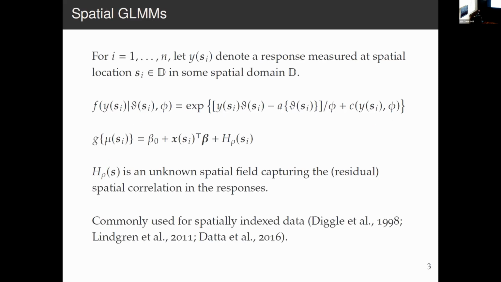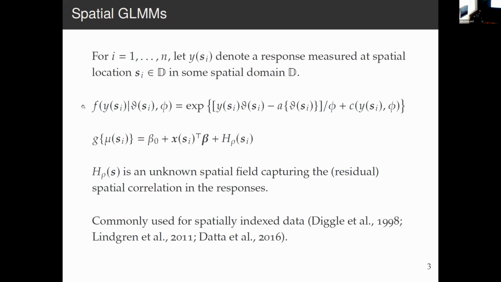So here I'm going to introduce the first spatial model. This is the spatial generalized linear mixed model, which we use to model that first spatial autocorrelation bit that I just talked about. It's defined as follows. We let Y(s_i) denote the response measured at some spatial location s_i for i from 1 up to n.